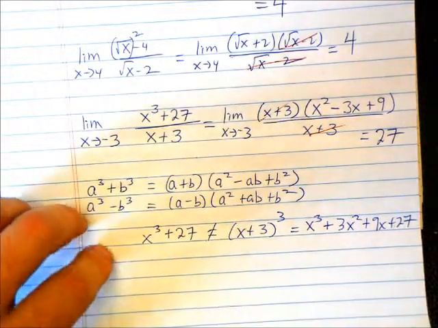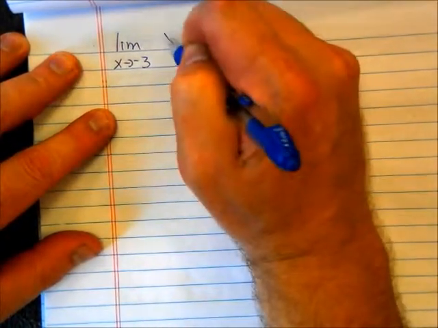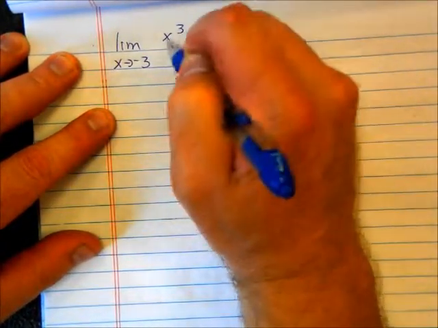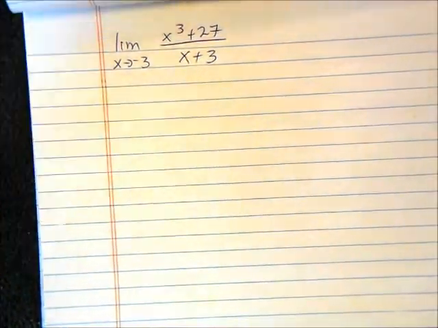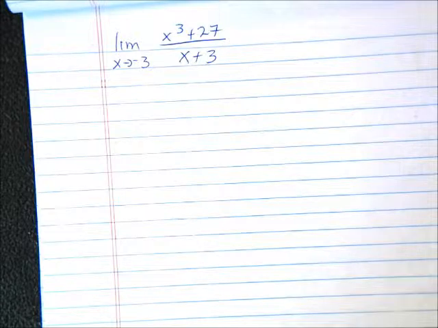All right, there is another way to do this problem. I don't know that it's really any easier, but here's your other option. Limit as x goes to negative 3 of x cubed plus 27 over x plus 3. When you plug in negative 3, you get 0 on top and you get 0 on bottom. What that tells you is if you were to go ahead and divide those two polynomials, you would get an answer with no remainder. So do you remember how to do division of polynomials?